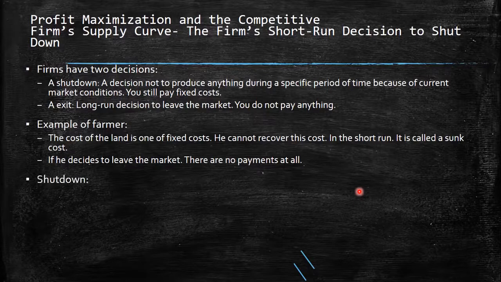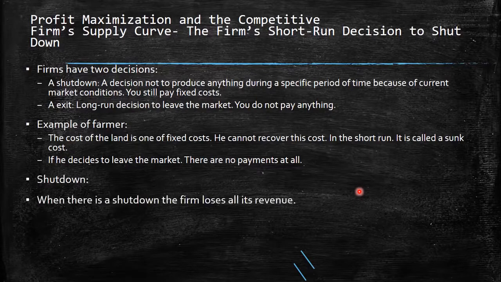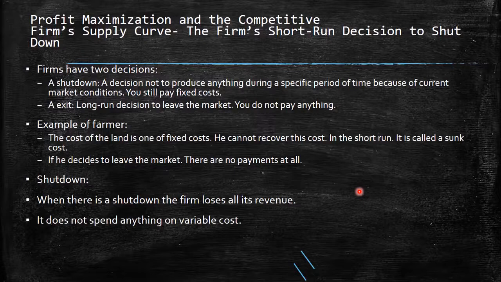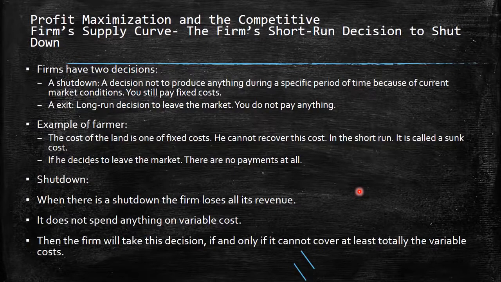So here, when we talk about the shutdown, when you have a shutdown, the firm loses all its revenue because they don't sell anything, but they don't spend anything on variable costs. So the firm will take this decision of shutdown if and only if it cannot cover at least totally the variable cost. It makes sense.